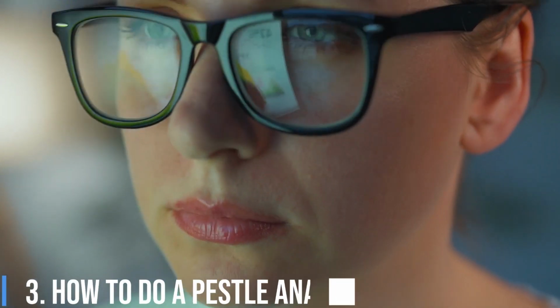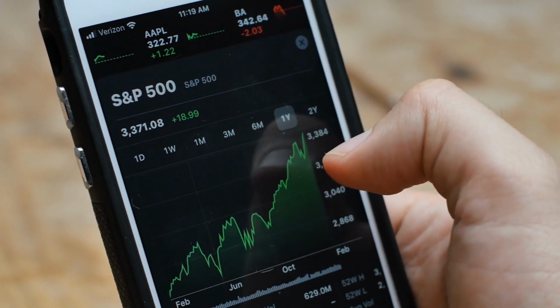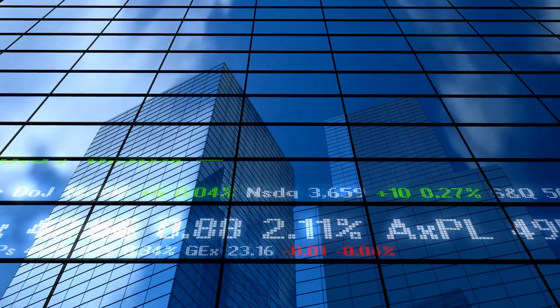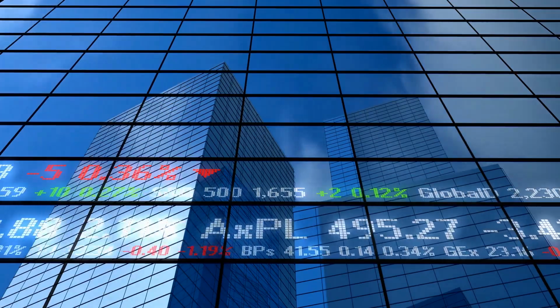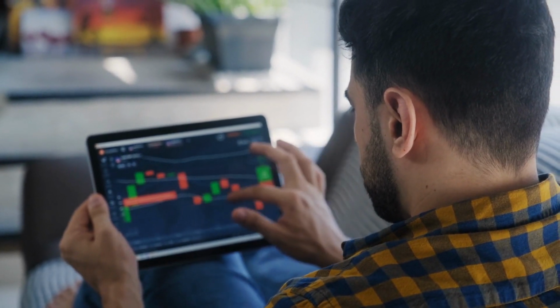3. How to do a PESTLE analysis. Conducting a PESTLE analysis involves some steps. Identify the scope of the research. It should cover the present and the future scenarios. It should apply to the areas of the business world where the particular organization operates.